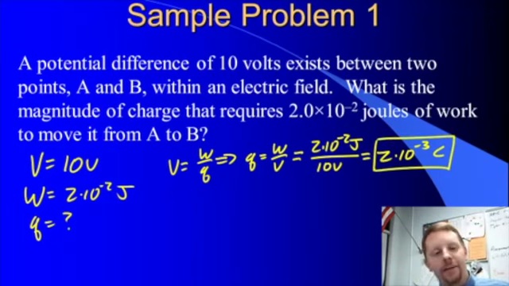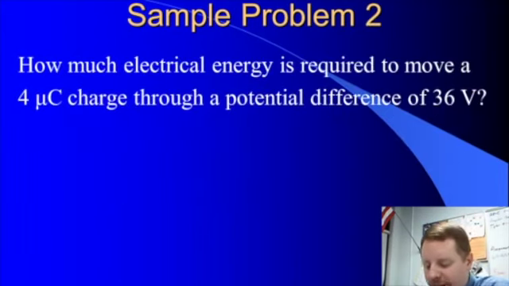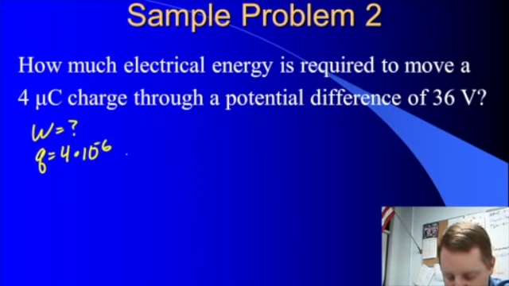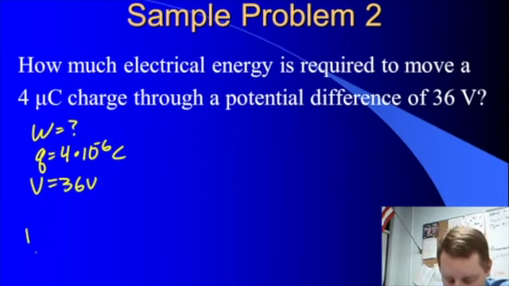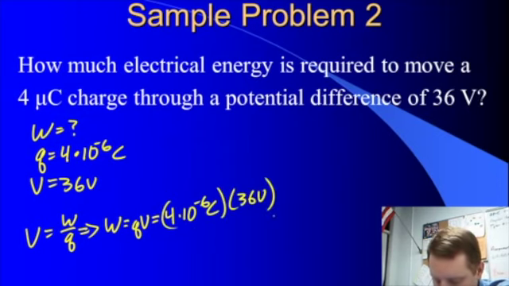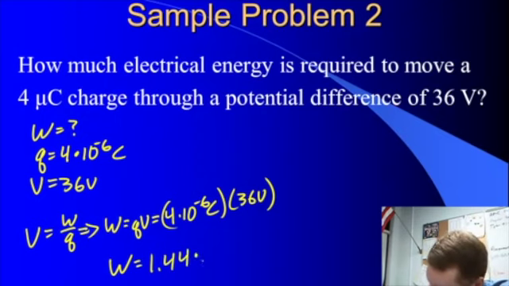Let's take a look at another one, this time solving for the work or energy. How much electrical energy is required to move a 4 microcoulomb charge through a potential difference of 36 volts? Well, we're looking for electrical energy. We know our charge is 4 microcoulombs, or 4 times 10 to the minus 6 coulombs, and our potential difference is 36 volts. We can use the same relationship again, V equals W over Q, this time solving for W. W must be QV, which will be 4 times 10 to the minus 6 coulombs times our voltage of 36 volts. Multiply those together, 4 times 10 to the minus 6 times 36, and I get 1.44 times 10 to the minus 4 joules.